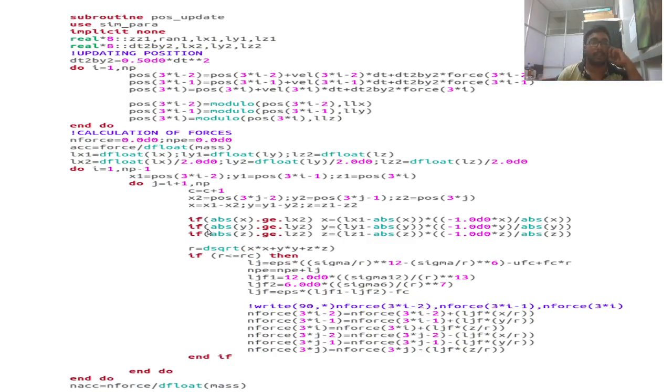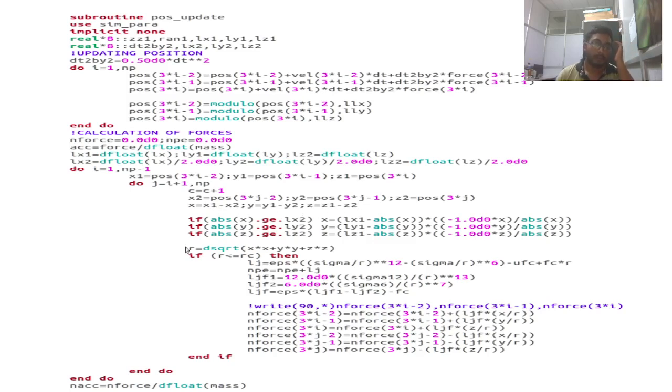So you see here, if absolute x is greater than or equal to lx2, what do we mean by lx2 here? Lx2 is defined like this. Let's say you have a box of 20 and the middle point at 10. It is saying that if the difference between the two particles is greater than half of the box length, then we are going to redefine the distance between them like this, or if it is not greater than that, then it is okay to use x1 minus x2, y1 minus y2 and z1 minus z2.